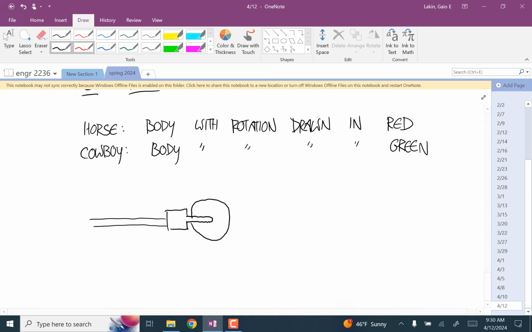So I'm going to put my coordinate system here, with the z-axis coming out towards us. And this coordinate system is fixed to body 1. Okay.